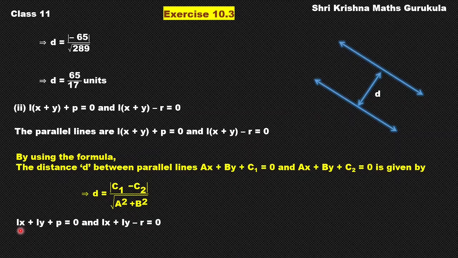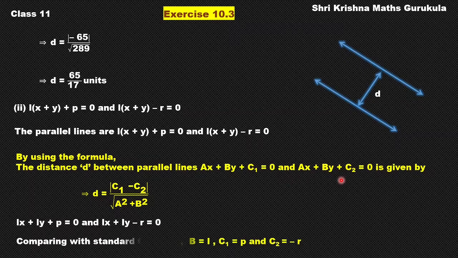Then proceed. Okay, Lx plus Ly plus P equal to 0 and Lx plus Ly minus R is equal to 0. Now you can see it is in the general form. Then compare and get the values of A, B, C1 and C2. So comparing gives us A as L, B as L and C1 is P and C2 is minus R. Now we know that A and B both are equal to L in this case, okay?